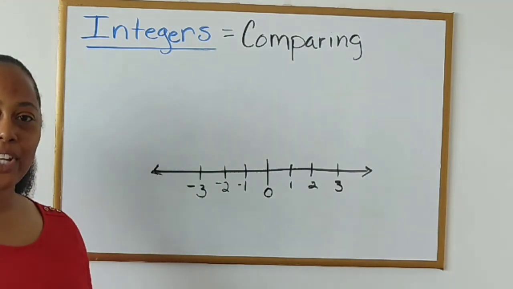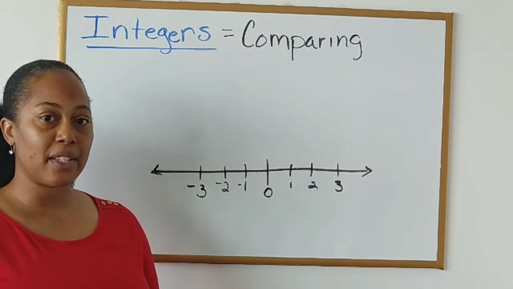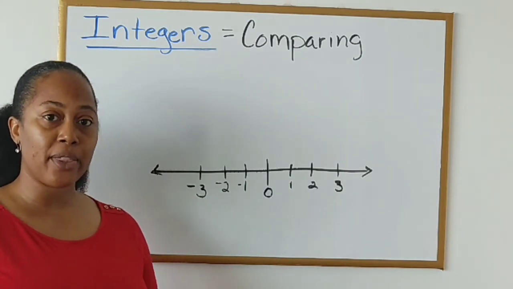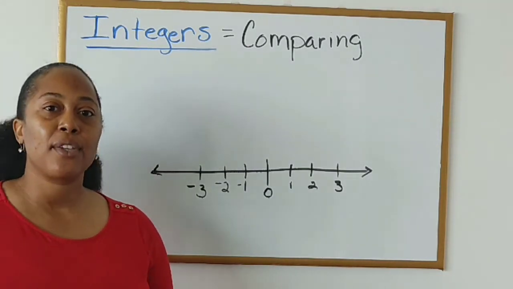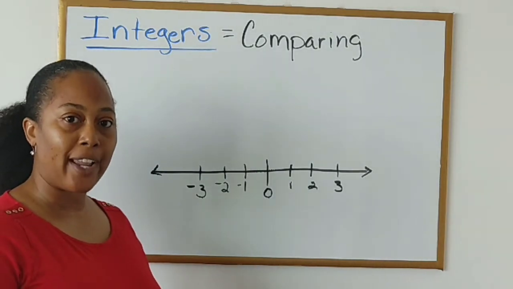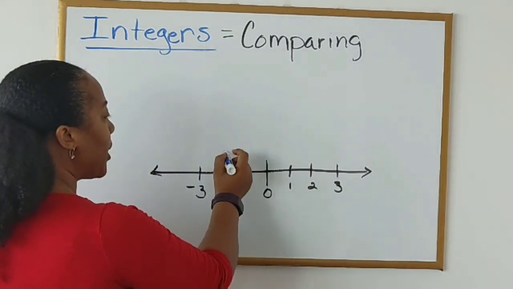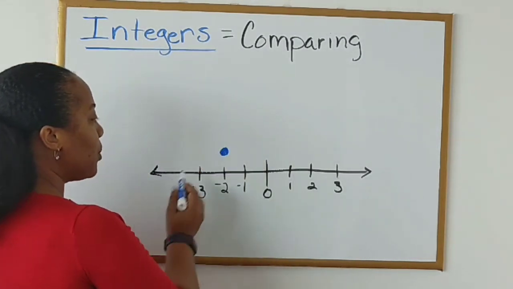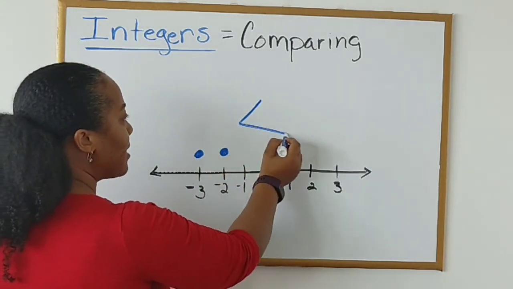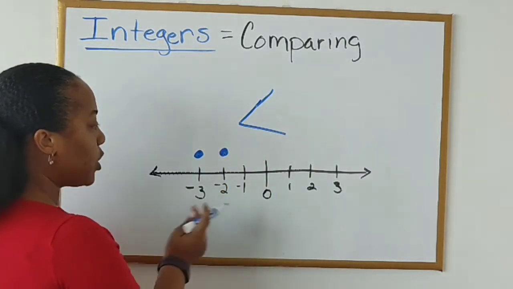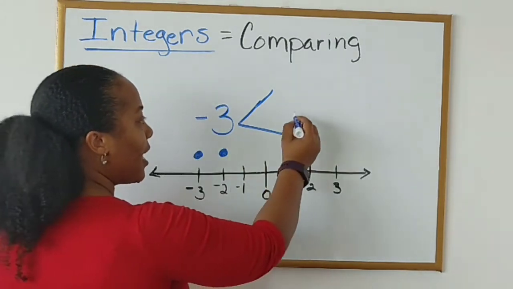Alright, so we just understood how to represent integers. Now we're going to compare integers. So what that means is we're going to figure out which one is greater than the other. So the biggest rule of thumb for comparing integers is that your number that is furthest to the right is going to be the highest number. So for example, if I was comparing a -2 and a -3, which one is less than? Well, which one is further to the left? So -3 is less than a -2.